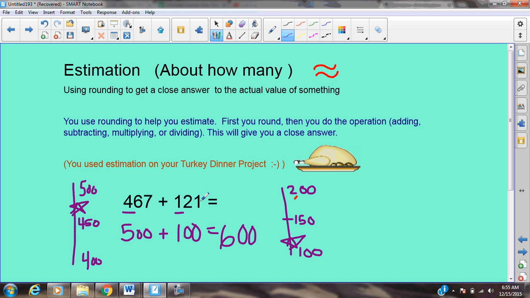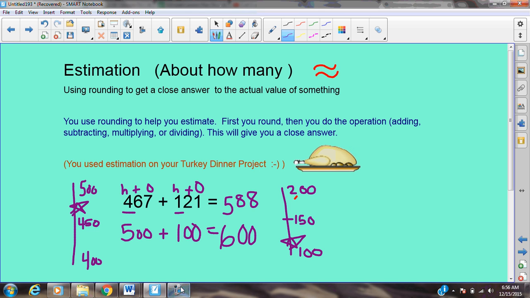So I'm going to actually add up 467 plus 121. I'm going to add my ones first. The 7 is a 1 and the 1 is a 1. So 7 plus 1 gives me 8. And then the 6 tens plus the 2 tens give me 8. And then I have the 400 plus the 100, and that gives me 5. If you'll notice, 588 is very close to 600. So 600 is a great estimate of what 467 plus 121 is.